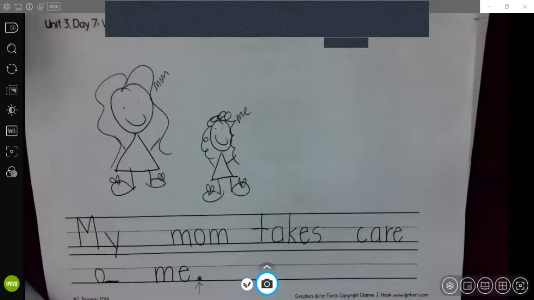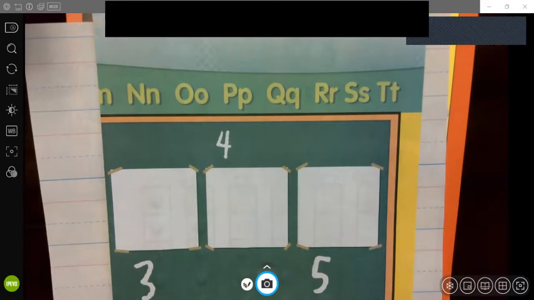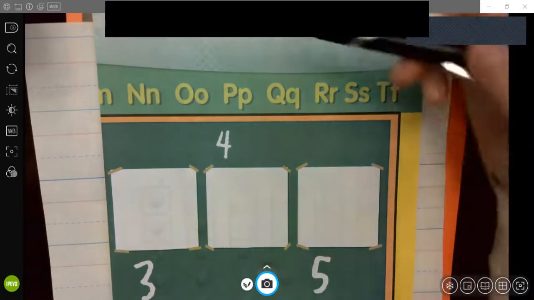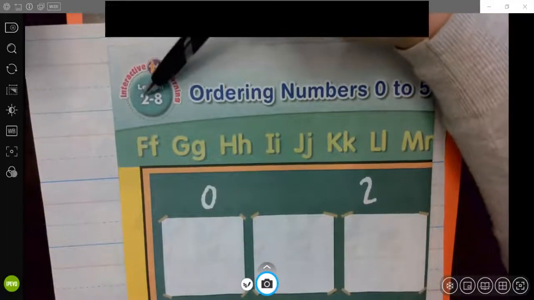Then next, we did math. So we did 2 8s. If you can get 2 8s, that would be great. 2 8s. And then I put my name on it, so I know who it belongs to. So this is lesson 2 8, ordering numbers 0 to 5.